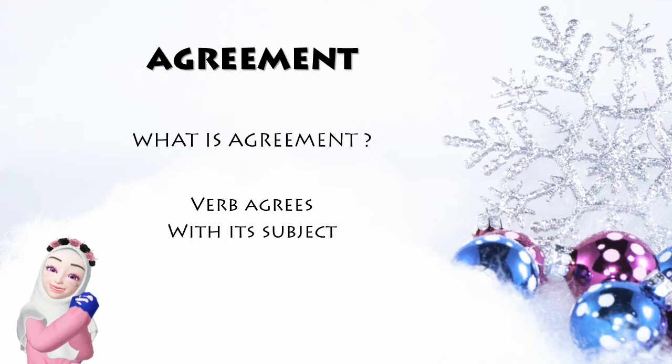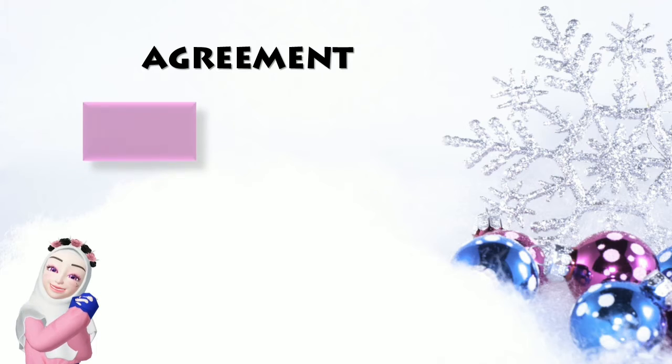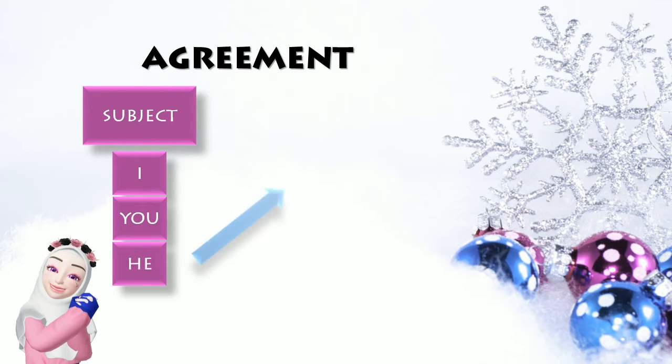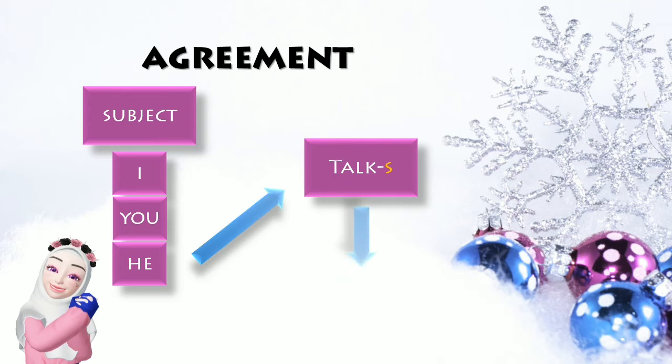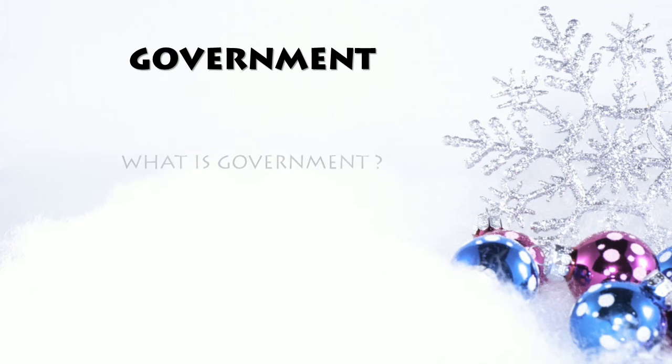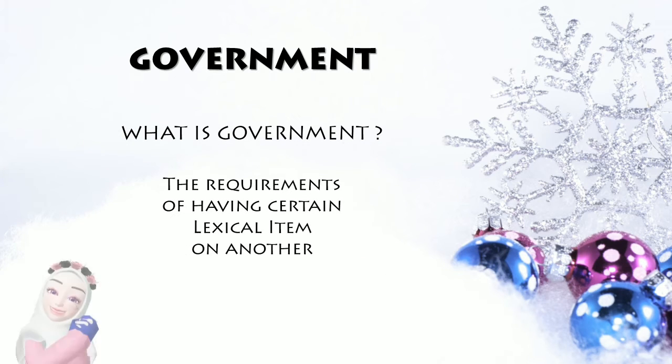Okay, let's move on to some examples. In English, between subject noun and verbs, the word talks agrees with he. So, we will expect to say he talks, but not I talks or you talks. So, talks agrees with the third person singular subject. That's another case of agreement. Okay, let's move on to the next material.